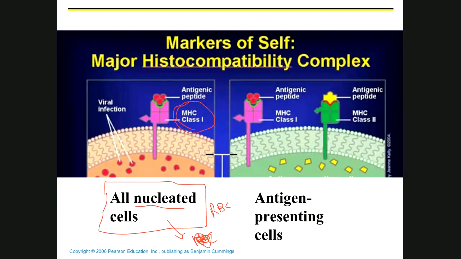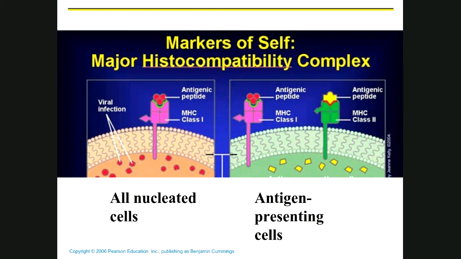Because red blood cells don't have a nucleus, MHC is not present on red blood cells. So even though we have some problems with red blood cells, remember the blood typing and all that, we don't have this problem. We don't have tissue rejection of red blood cells because there's no MHC on them. So we don't have to worry about tissue rejection. But any other cell, any nucleated cell, is going to have MHC class 1 on it.